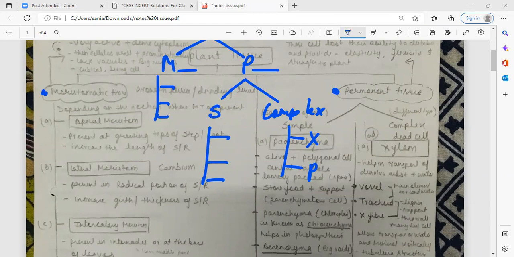The girth of the stems or roots increases due to lateral meristem, which is also known as this. And then the third one. From here, the third one, intercalary meristem, seen in some plants, is located near the nodes. Cells of meristematic tissues. Okay, you will write till here. Clear?